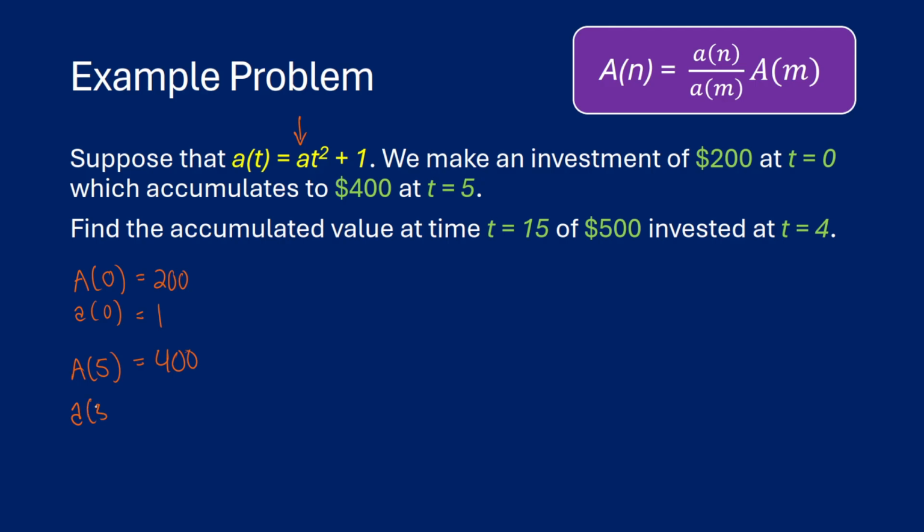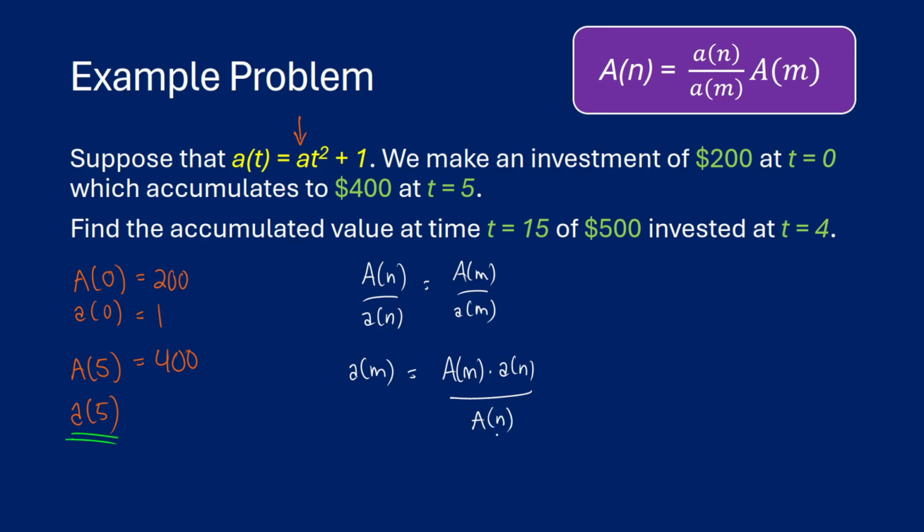This means that because we have 3 out of these 4 values, we're going to be able to find little a of 5. So let's take a look at the original formula. Big A of n over little a of n is equal to big A of m over little a of m. And we want to find little a of 5. If we do some cross multiplication, we get little a of m is equal to big A of m multiplied by little a of n, divided by big A of n. So the amount at m multiplied by the accumulation function at n, divided by the amount at n.